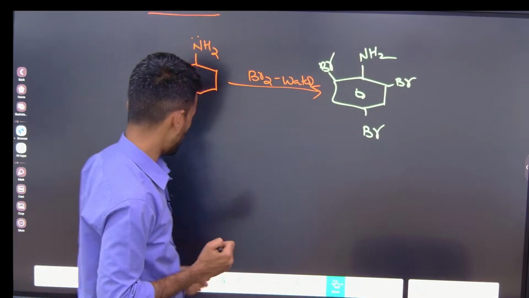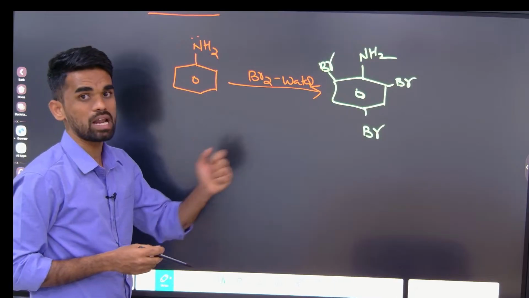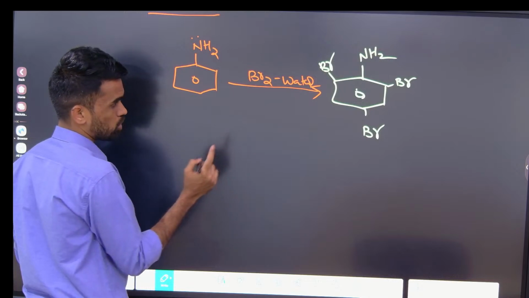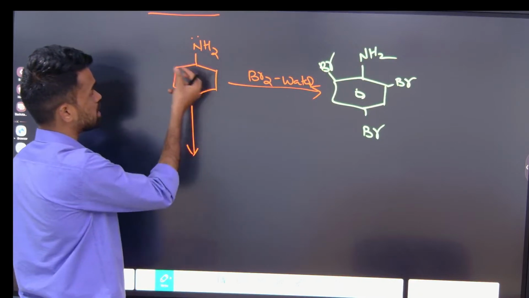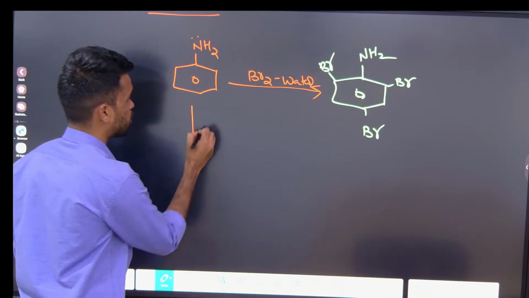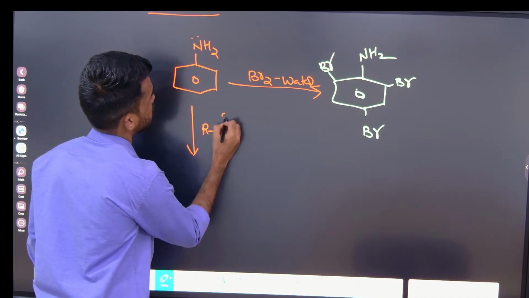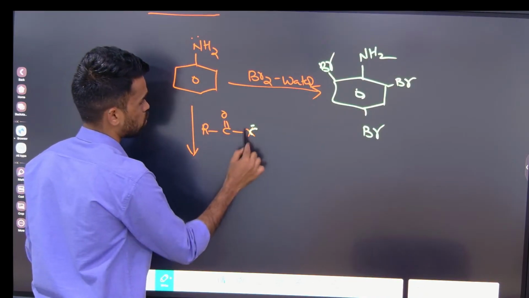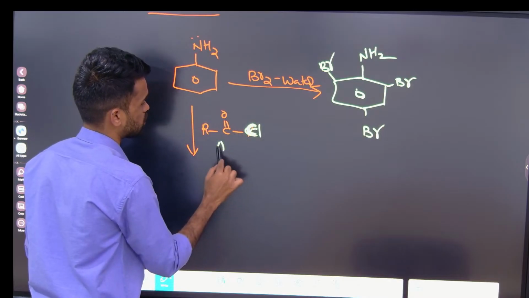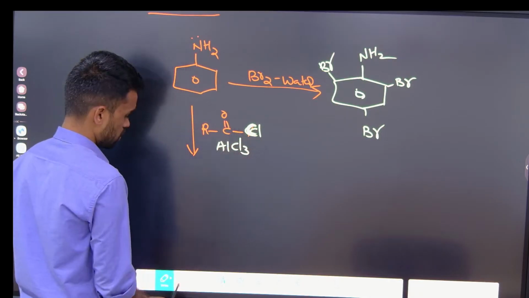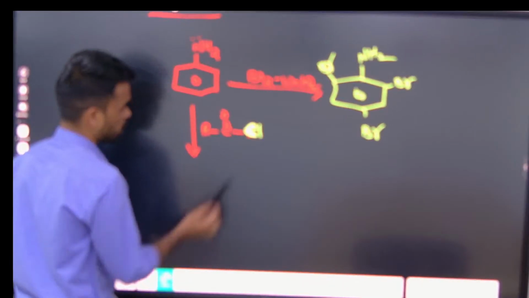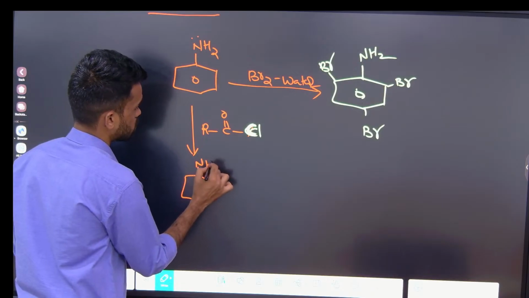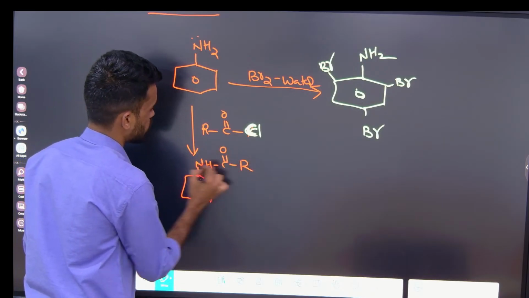Now what if we want to do bromination only at the para position? It's very easy. If I want to get the para product as a major, you just decrease the activeness of this NH2 group. For that purpose, I am doing acylation of the nitrogen of aniline. I am adding an acyl chloride in presence of something like anhydrous AlCl3. Now what happens first? We are going to get acetanilide, NHCOR. This is what is formed first.